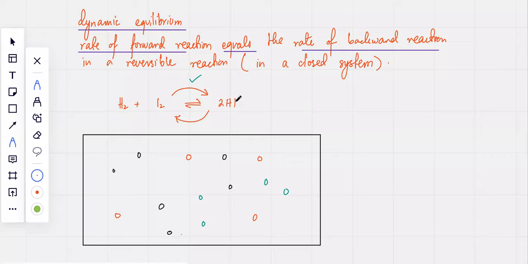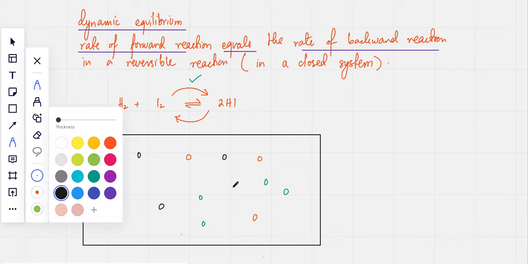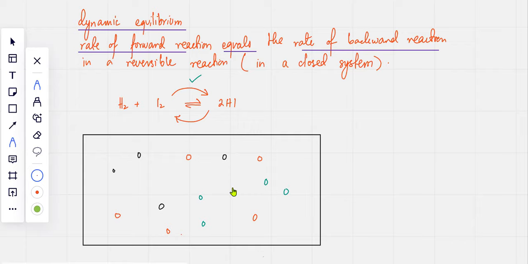And eventually, when you have enough HI molecules, a reverse reaction would also start. So this HI molecule and this HI molecule over here might meet together and end up forming H2 and I2. I2 was probably the green one. They're going to form H2 and I2 back again. So it's a back and forth reaction. The forward products are being formed and the reactants are being formed as well. Now, the equilibrium is that the speed with which the products are being formed and the speed with which the reactants are being formed again, that's equal.